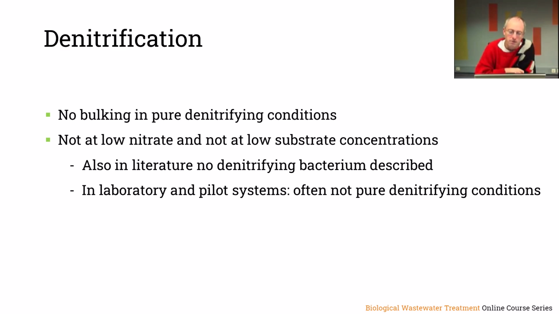And what we see is that if we have pure denitrifying conditions, the conditions which normally would lead to bulking sludge under aerobic conditions don't lead to bulking sludge under denitrifying conditions. So, not a low nitrate, not a low substrate concentration, both will not give any bulking sludge. So as long as it's purely denitrifying conditions, there seems not to be able to form bulking sludge.